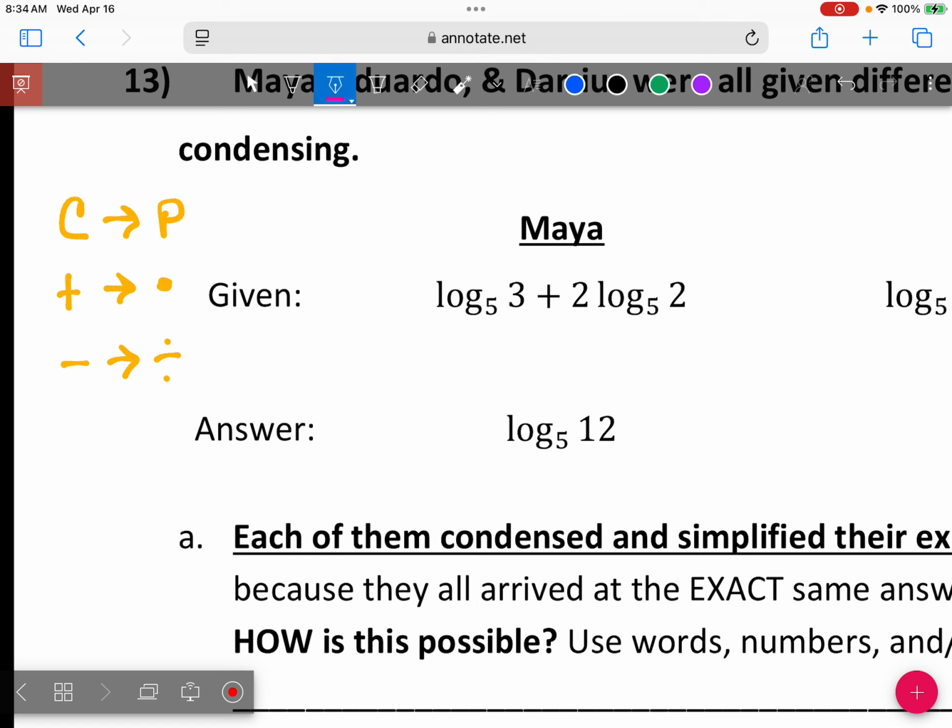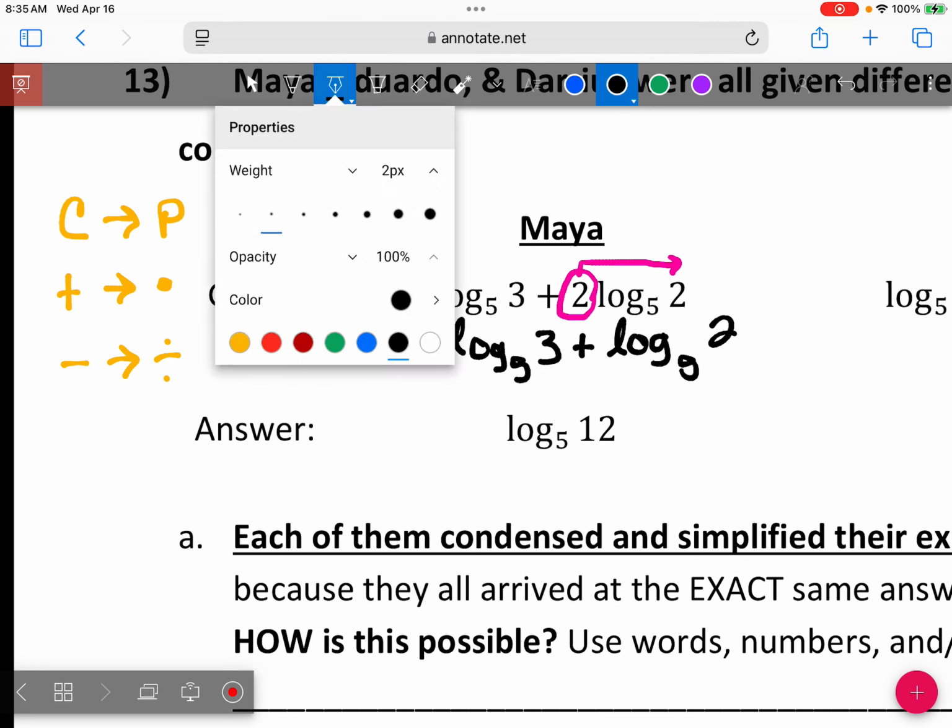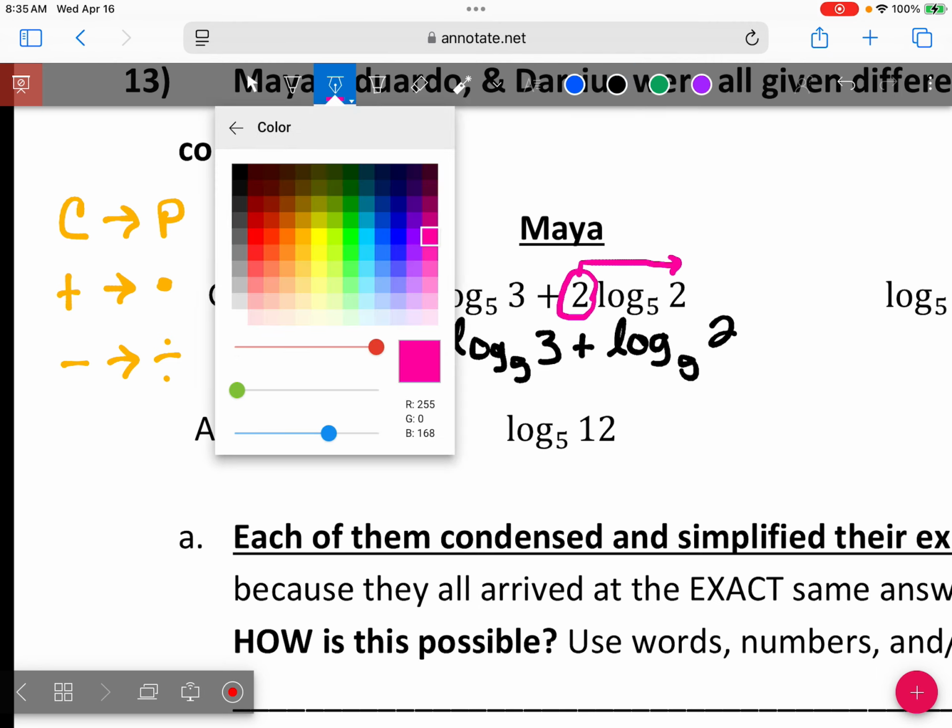So Maya's first step would have been to take her coefficient of 2 and put it as a power on that argument right there. So her first step should have been log base 5 of 3 plus log base 5 of 2 squared, using our coefficients into powers.